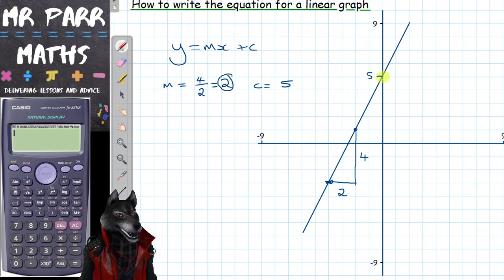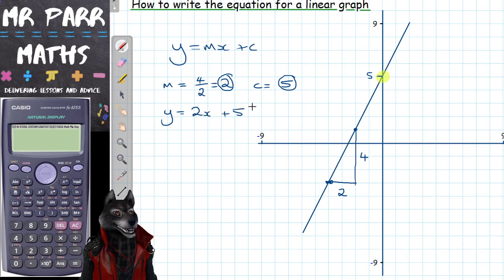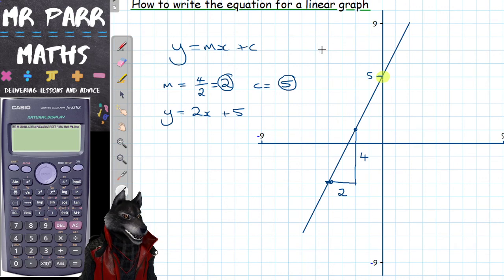So we've got a gradient of 2, a y-intercept of 5, which means the equation for this line is y equals 2x plus 5, because it's positive. Let's try one more. So let's do a downward one this time.